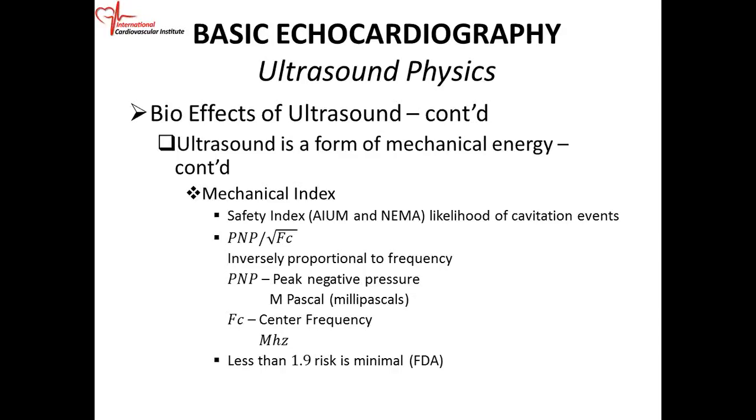So the mechanical index is defined as PNP divided by the square root of FC, where PNP is peak negative pressure. So when the sound wave is moving, you'll have compression, rarefaction. Compression, rarefaction, it is the rarefaction which gives you the negative pressure. So it's the peak negative pressure divided by the square root of the center frequency. The FDA recommends less than 1.9.